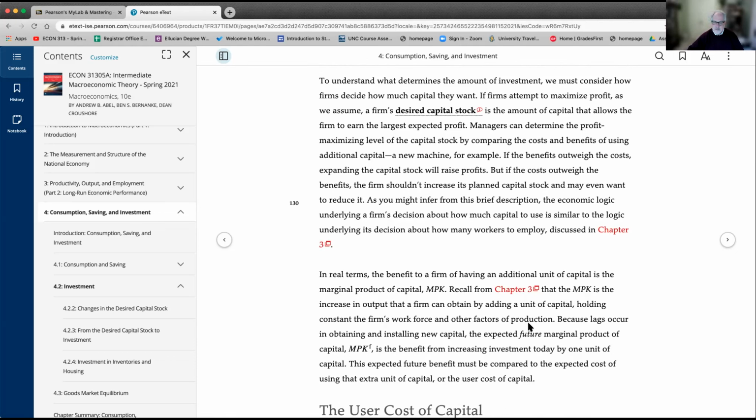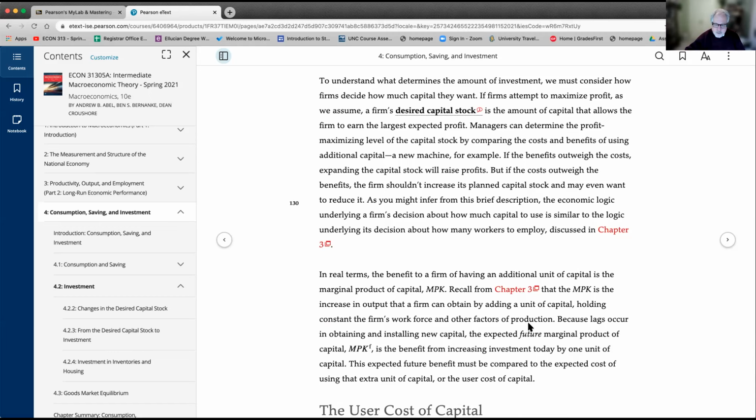In this case, they're demanding capital. So in the case of demanding labor, what did that depend on? The real wage and the marginal product of labor, right? The marginal cost of hiring another worker is the real wage. The marginal benefit they get from hiring another worker is the marginal productivity of labor.